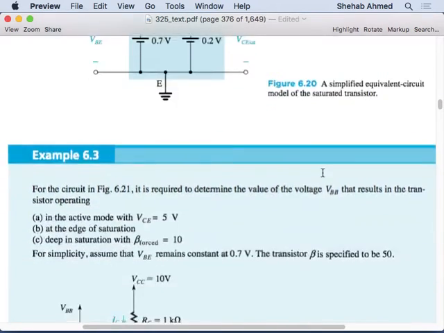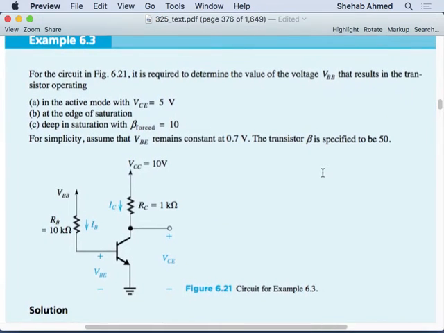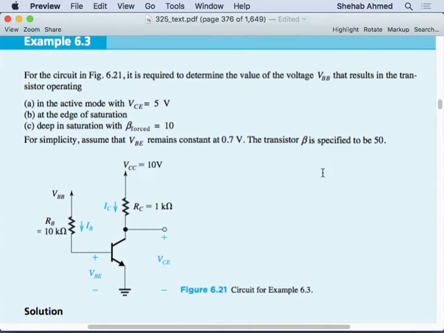But okay, so here, this is a good example where you have a device, put it in active mode, and then put it at the edge of saturation, and then put it at deep saturation. And then solve the circuit in different cases. So it also helps answer one of your questions about increasing the value of the supply voltage, for example, and seeing what the effect was.